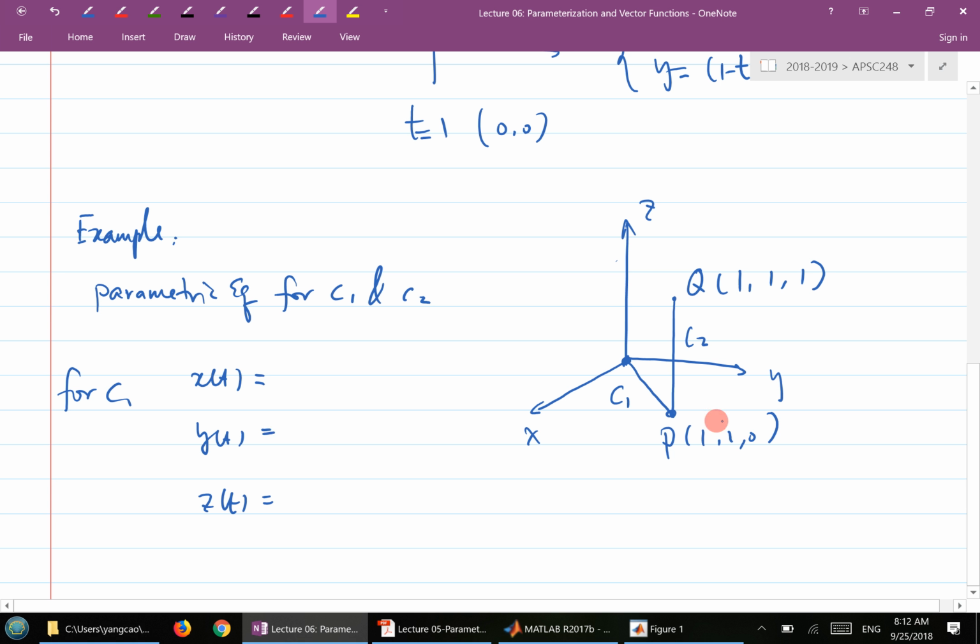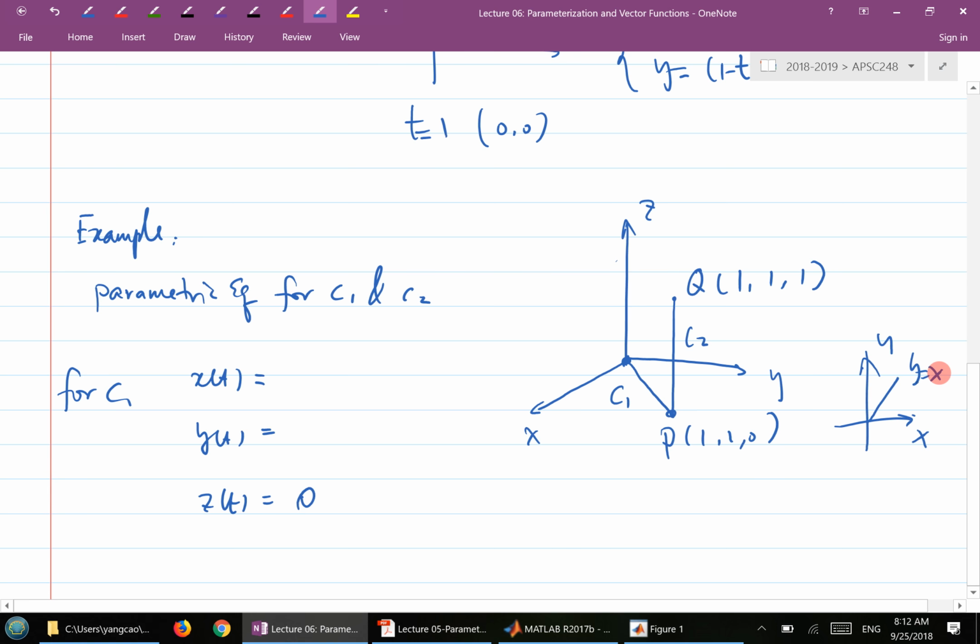Based on my description, if C1 is within the xy plane, then z of t, no matter what the t value, is always going to be what? 0, right? So that's easy, you put it down, 0. Because x of t, y of t, z of t represent the coordinates for any point on C1. And then for x of t, y of t, if I look at this segment in the plane, when you connect 0, 0 to 1, 1, you basically get a 45-degree line, which is y equal to x.